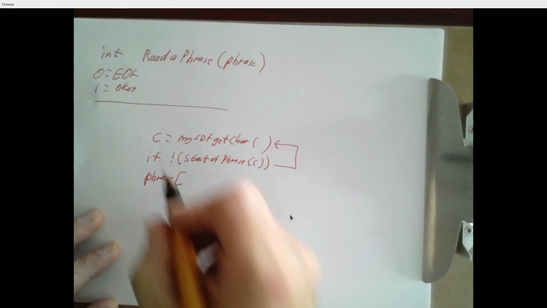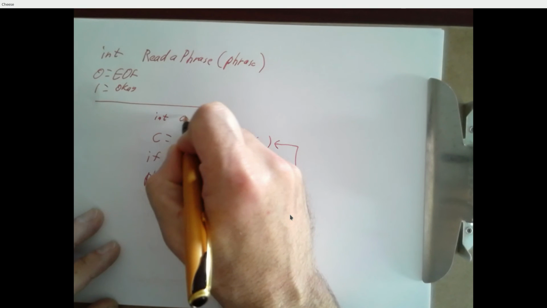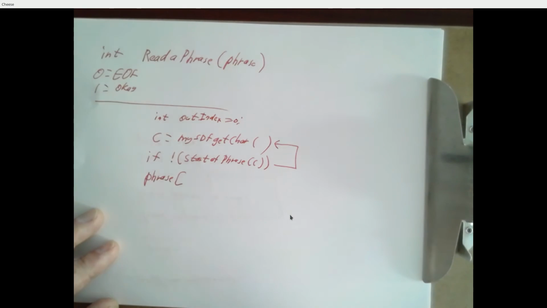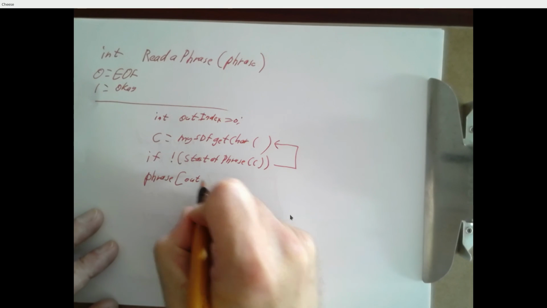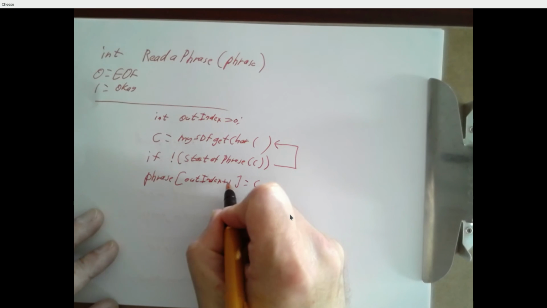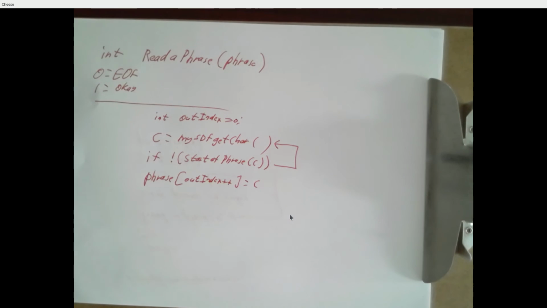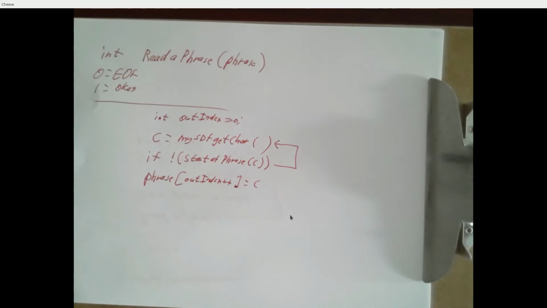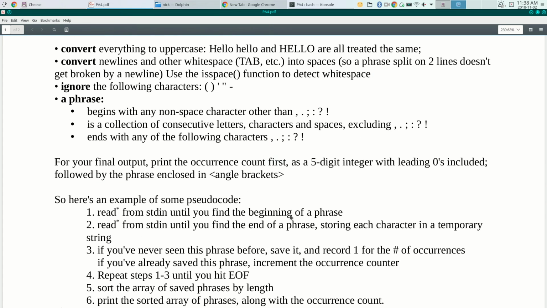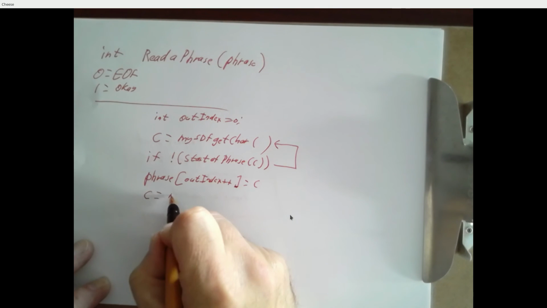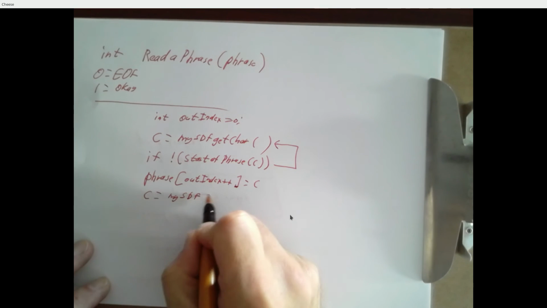And where am I going to save it? Well, I'll have some output index, which I'll initialize to 0. So I'll say phrase bracket out index equals C, and I'll do a post increment. So it automatically goes up by 1. And now our next thing to do is keep reading until we get to the end of a phrase, one of these 6 punctuations. So C equals my super duper fantastic get car.